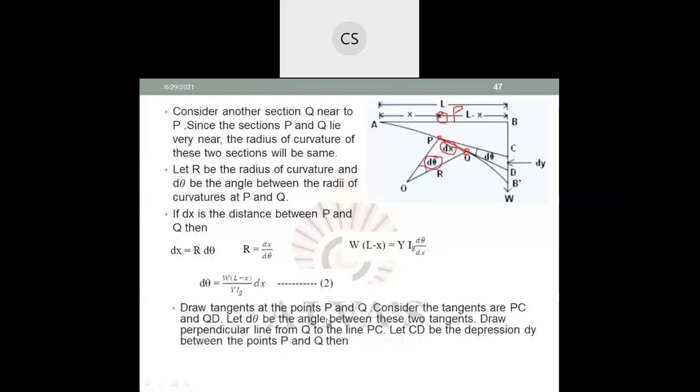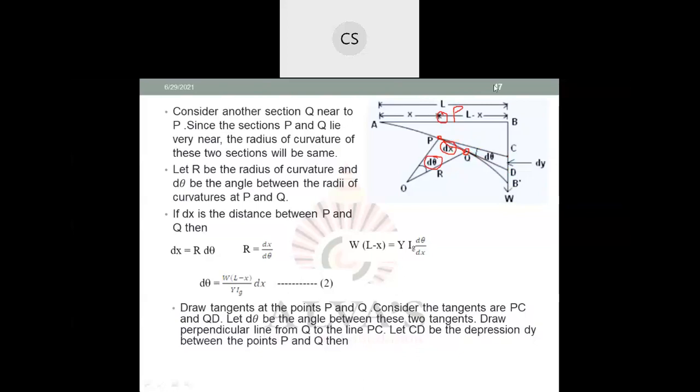Now what we will do is, let us draw tangents at points P and Q. You can see the tangents. PC is the tangent drawn. Then another tangent, QD.